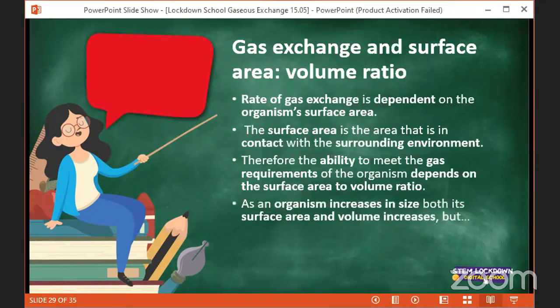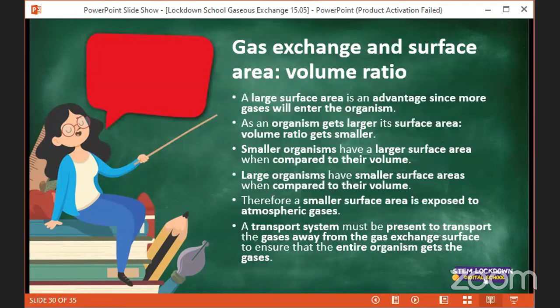As an organism increases in size, both its surface area and volume increase, but the volume increases more than the surface area. Okay, so a large surface area is an advantage since more gases will enter the organism. As an organism gets larger, its surface area to volume ratio gets smaller, because remember we said that the volume would increase more than the surface area. Smaller organisms have a larger surface area when compared to their volume. Large organisms have smaller surface areas when compared to their volume.